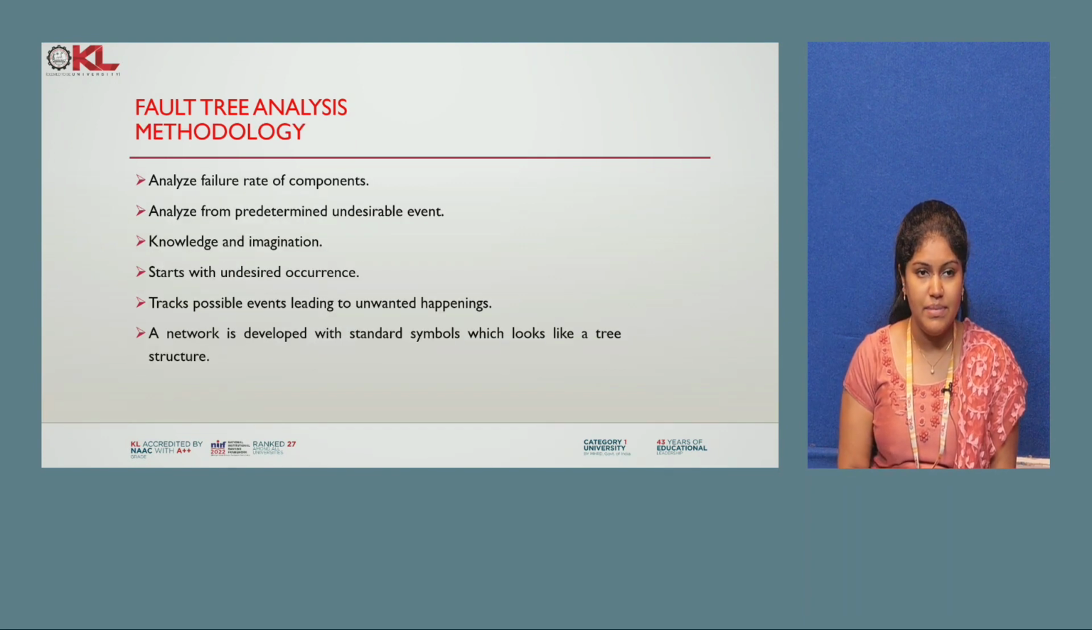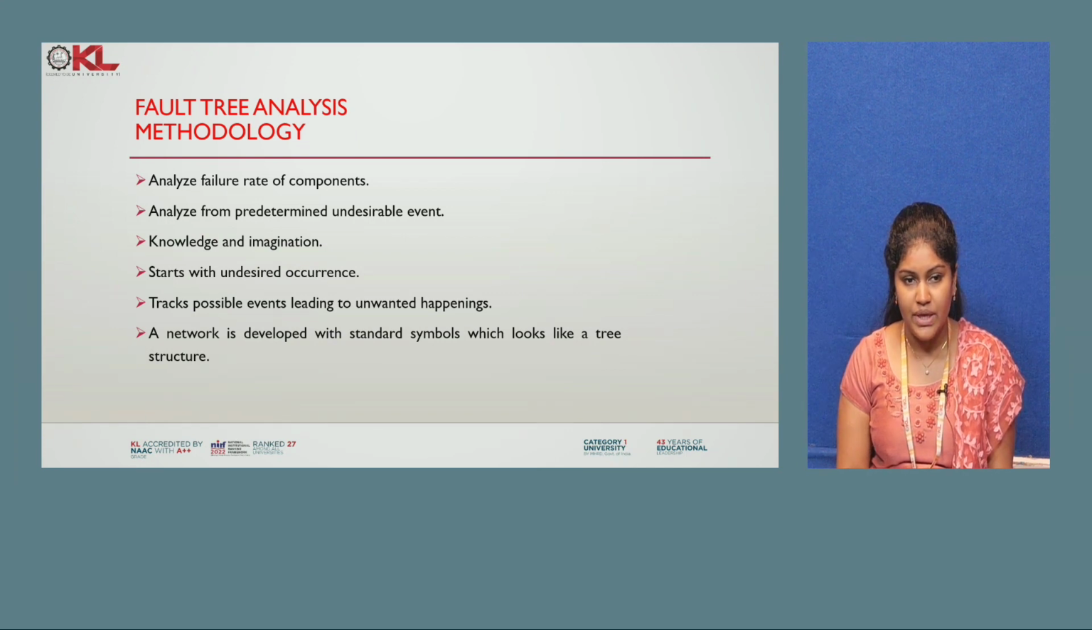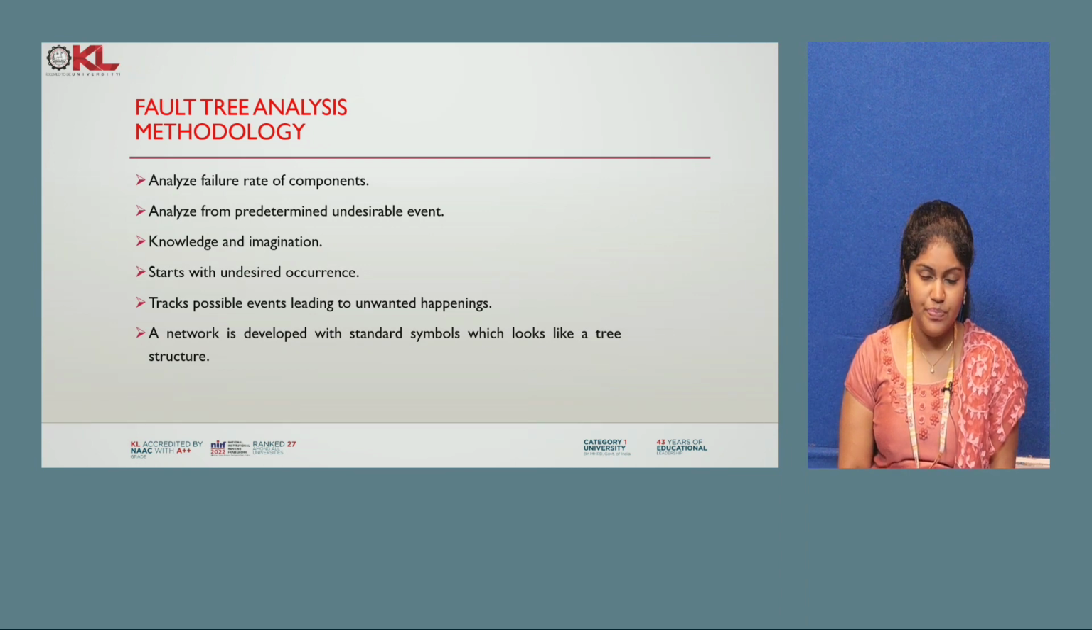So what is the methodology for the fault tree analysis? The methodology is to analyze the failure rate of components. That is the first thing. Analyze from a predetermined undesired event. Knowledge and imagination. It starts with the undesired occurrence and tracks possible events leading to the unwanted happening. A network is developed with standard symbols which look like a tree structure. I'll show some examples here and I'll show the network, and you will be clear with the fault tree analysis.